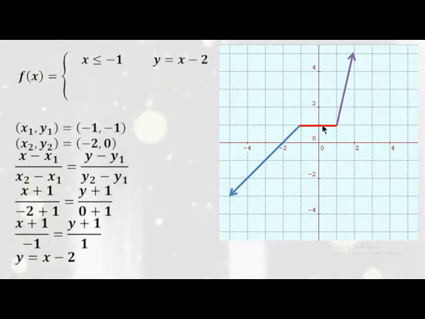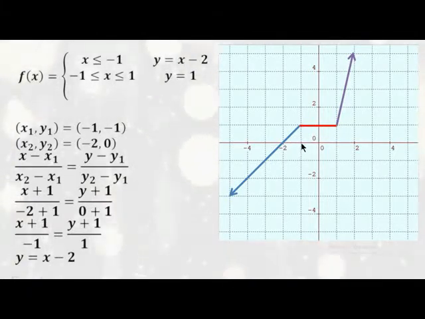How about the second? Let's assume this is the second line. The domain starts from -1 to 1, as you can see here. x greater than or equal to -1, less than or equal to 1. And the equation is y equals 1, since this is a horizontal line.